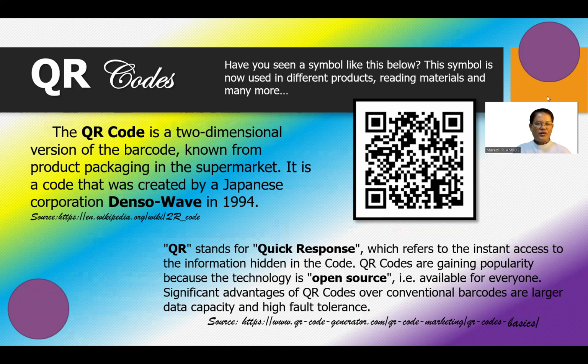It is a two-dimensional version of the barcode known from product packaging in the supermarket. This is a code that was created by a Japanese corporation, Denso Wave, in 1994. What does QR stand for? The Q is quick, and the R is response, which refers to the instant access to the information hidden in the code. QR codes are gaining popularity because the technology is open source, available for everyone. A significant advantage of QR codes over conventional barcodes is larger data capacity and high fault tolerance. So that's very nice.